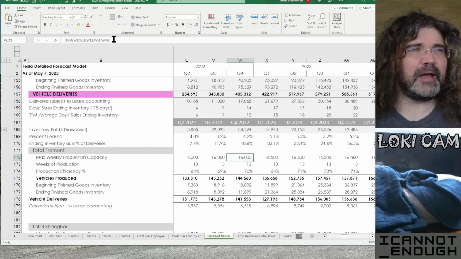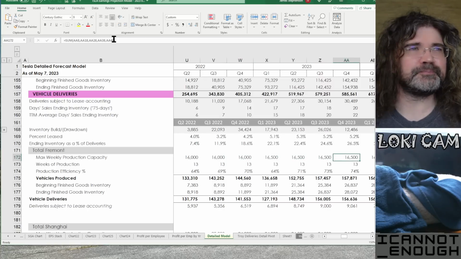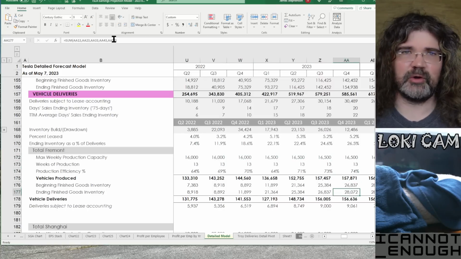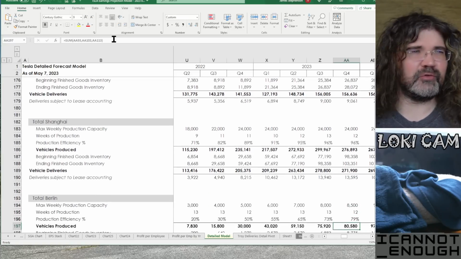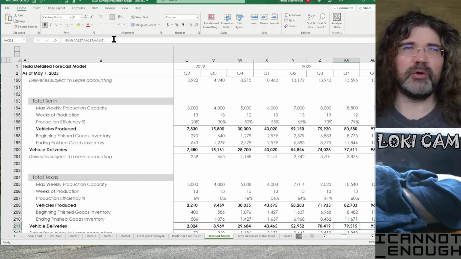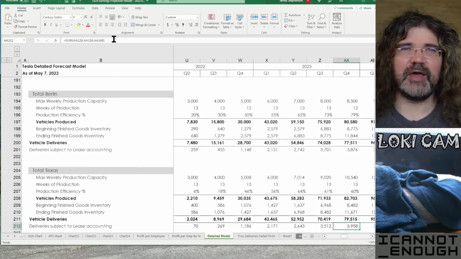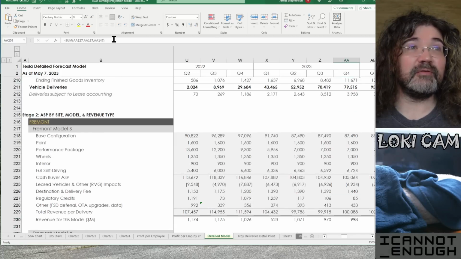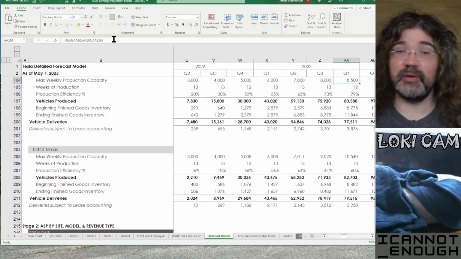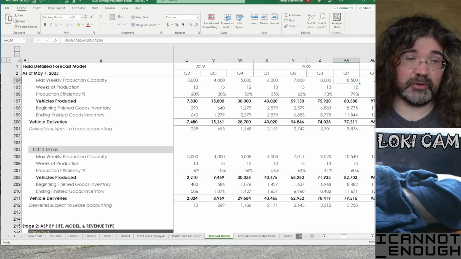Total Fremont, max weekly production capacity. Okay, so we've got a section where we're totaling up Fremont, a section where we're totaling up Shanghai. You can pause and look at these if you want to. Total Berlin section, a total Texas section. And that's the end of stage 1. I'll talk about stage 2 in the next part of this video. So we're done with this one for now.